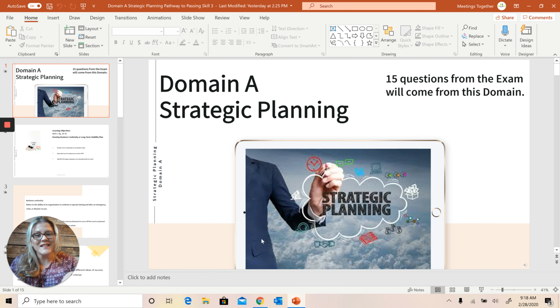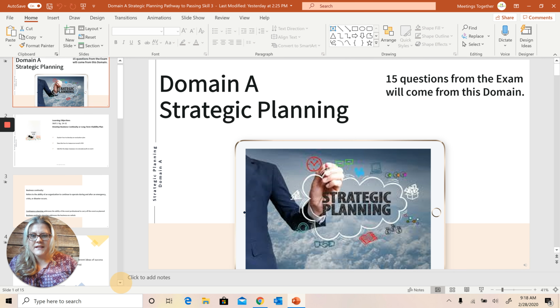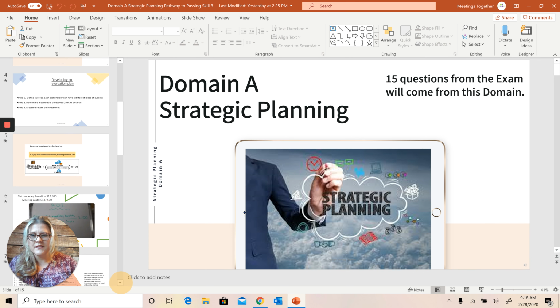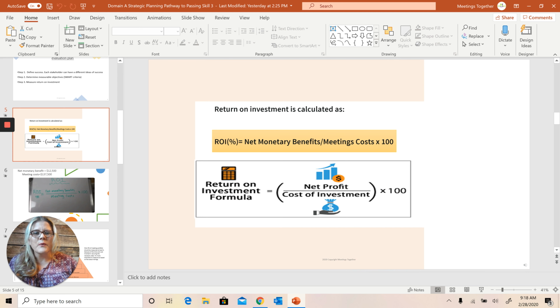So I thought today, even if you're not studying for the CMP exam, that you would get some value out of learning the ROI percentage formula. So let's head down here. Okay, here we go. Return on investment is calculated as ROI percentage equals net monetary benefits divided by meeting costs times 100. So that is the formula.